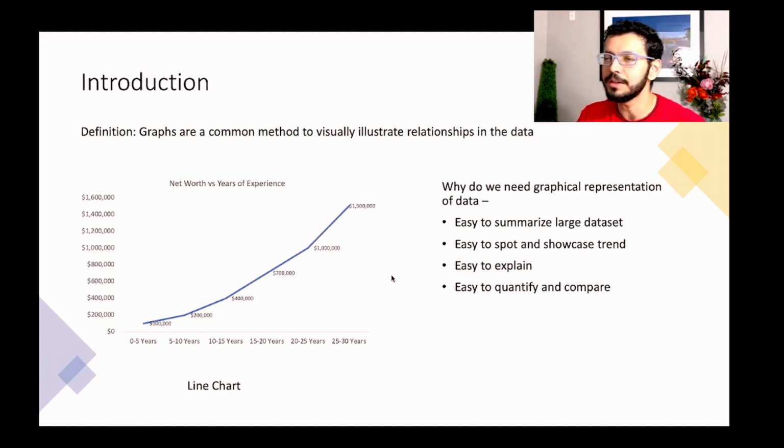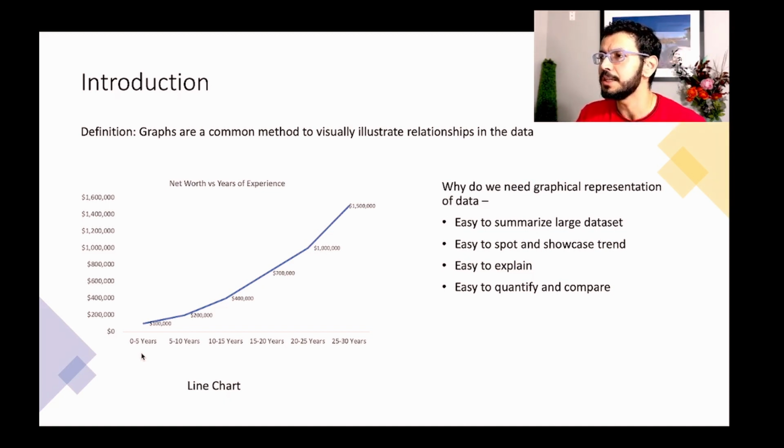And why do we need a chart like this, or why do we need any kind of a graphical representation? First of all, it will be very easy for you to summarize your findings. Let's say that if you see the same information as a part of the data, then you're probably looking at 100,000 different records, and it becomes very difficult to summarize and see like what's happening with the population.